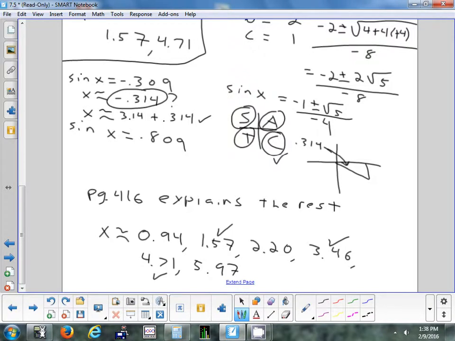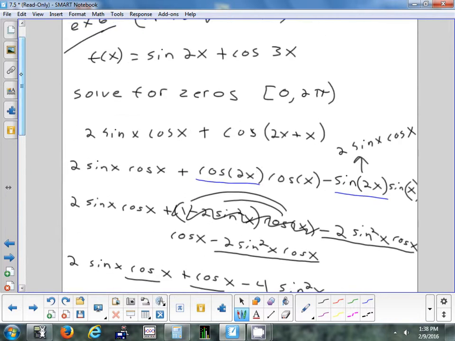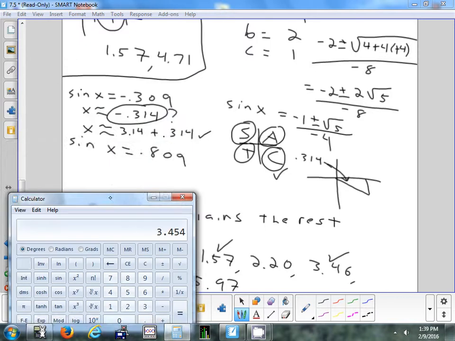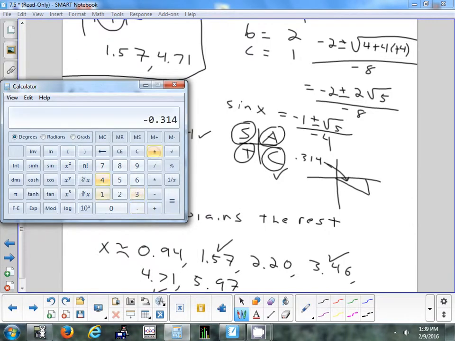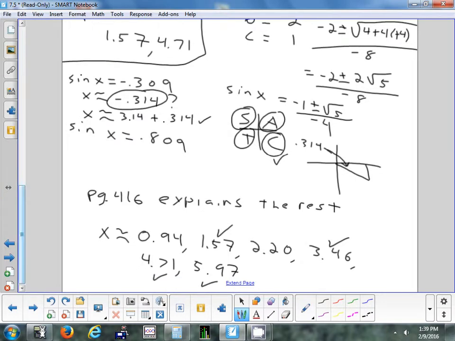Negative 0.314 is not listed, because they want all the answers between 0 and 2 pi. So how often does sine repeat itself? Every 2 pi. So if you add 2 pi to that, that's going to tell you when the next occurrence of it is. So let's just take negative 0.314, add 2 pi, and that's going to tell us when it occurs in the next cycle. 5.97. There's that one. Great. So we got those two.